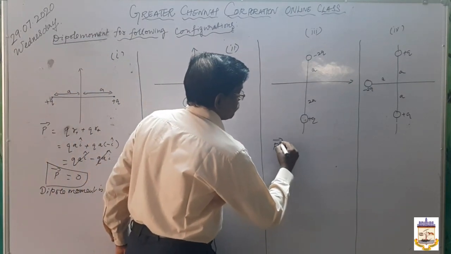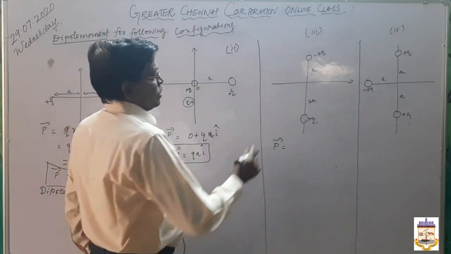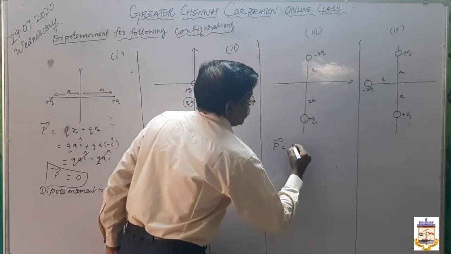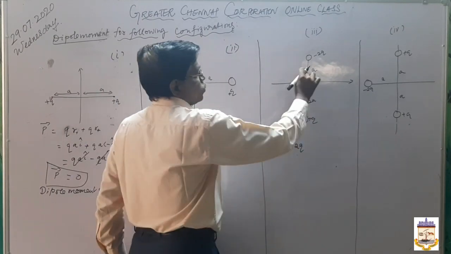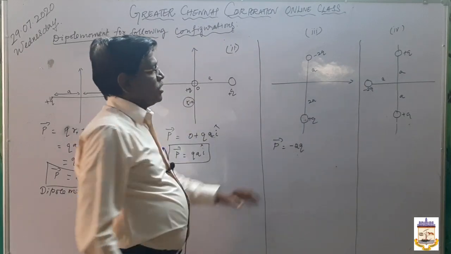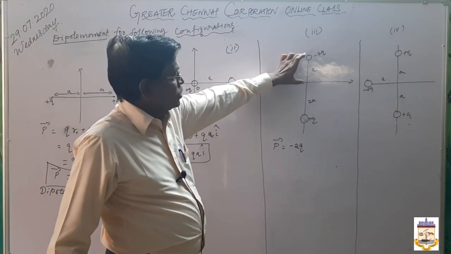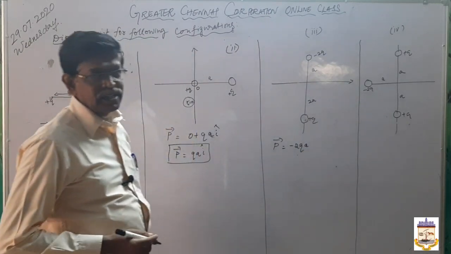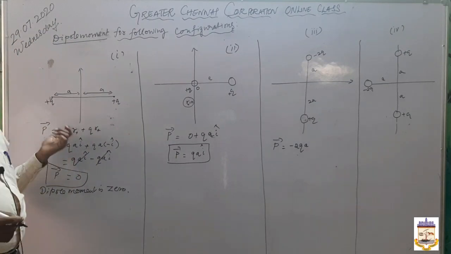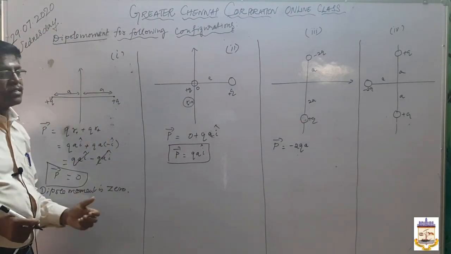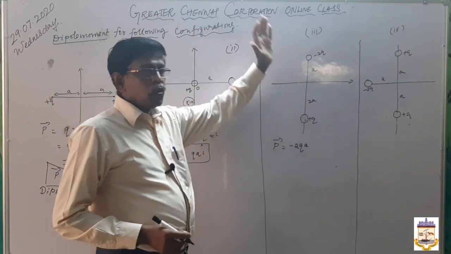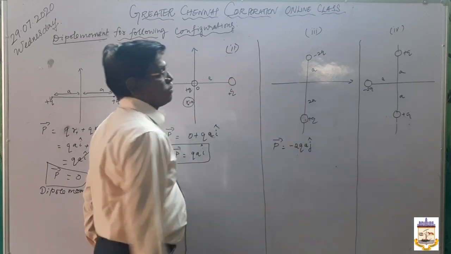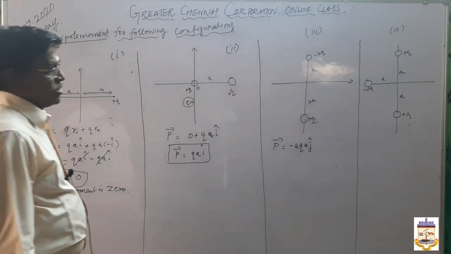So, P vector equals, first this charge into the position vector. The first charge is minus 2q. The position vector of this charge can be written as a into, here we have used i cap. Why i cap? Because it is along the x-axis. Now, the charges are on the y-axis, so the direction you have to specify is j cap: minus 2q into a j cap.